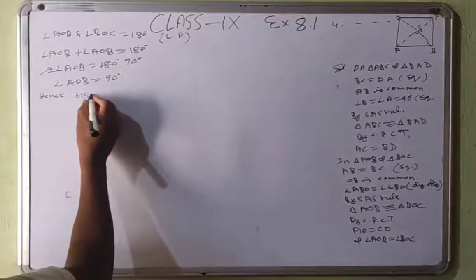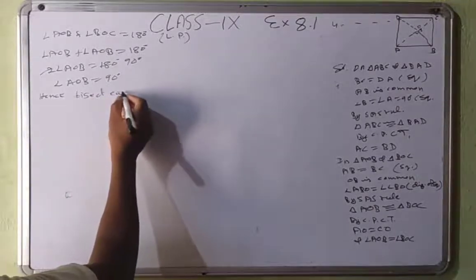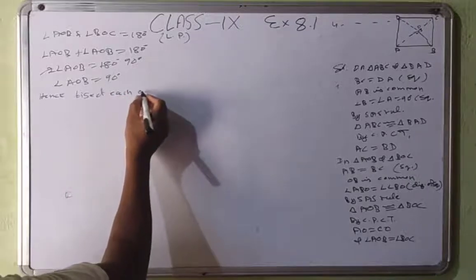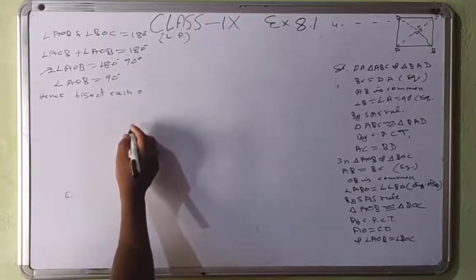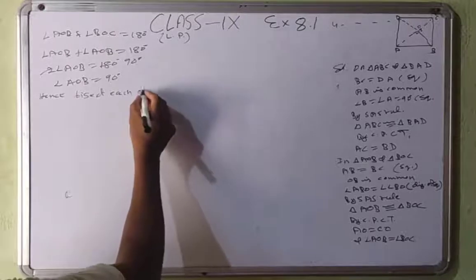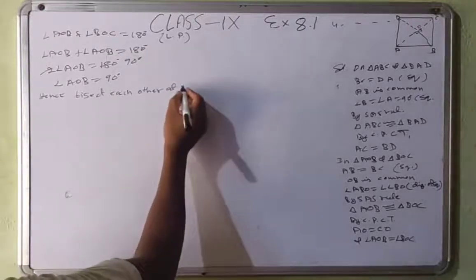the diagonals bisect each other at right angle.